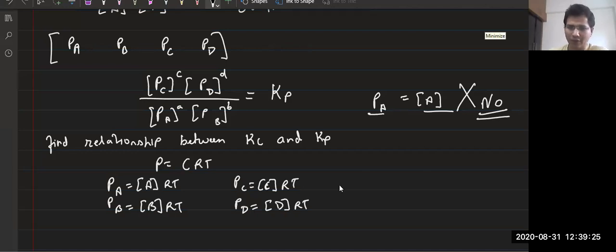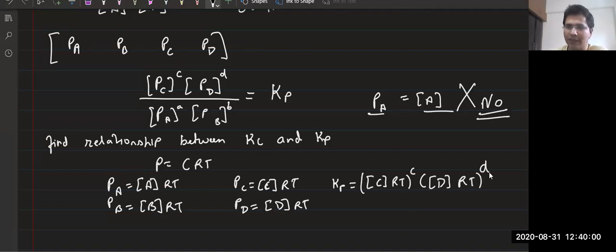Yes, okay. So let's put the value in Kp. Can I say that Kp is equal to, what is the partial pressure of C? Just put the value: the concentration of C into RT to the power c, right, into the partial pressure of D, which is the concentration of D into RT to the power d. Yes or no? Agree? Tell me everyone. Very good, everyone.